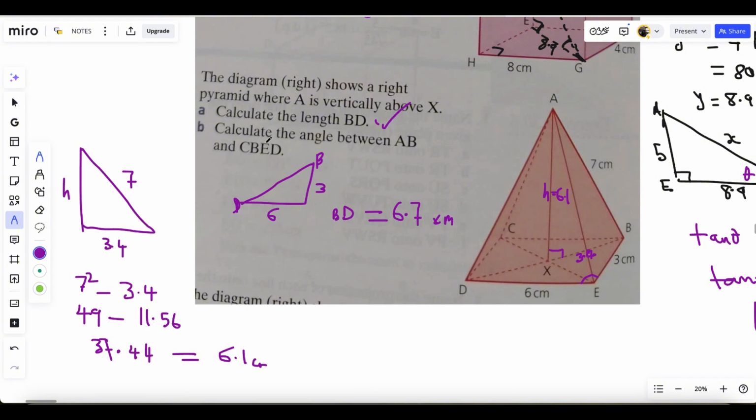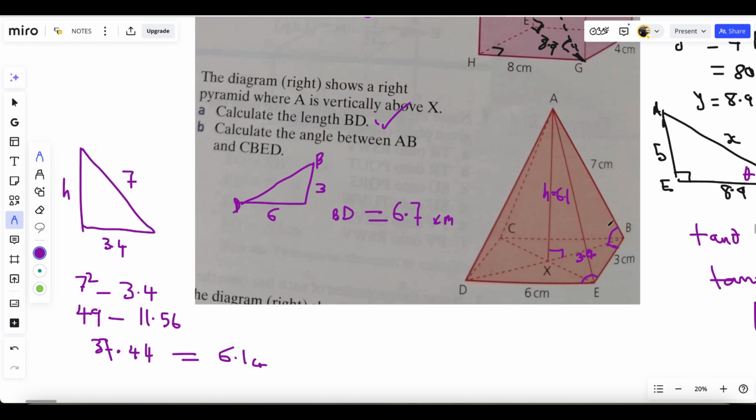Now, the next question is calculate the angle between AB and CBED. This AB, right? Line AB and CBED. Okay, so that means this angle here is 90, right? Here we already know here is 90 degrees. So let's calculate this angle.